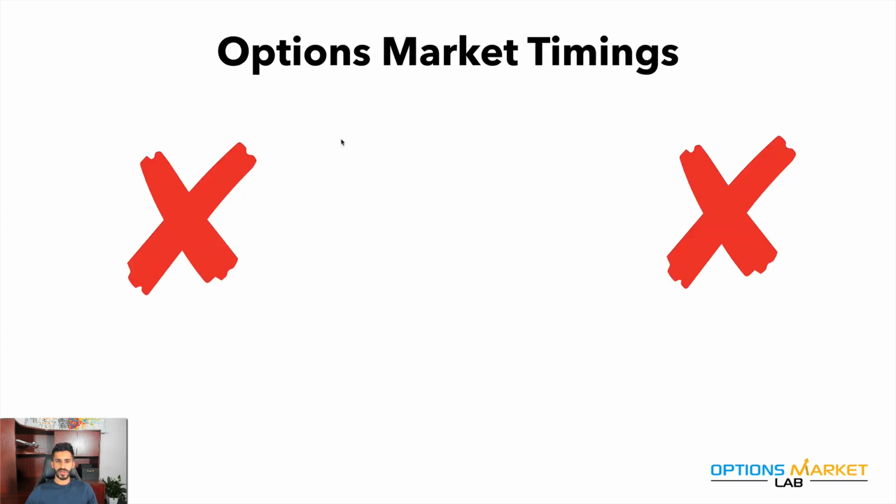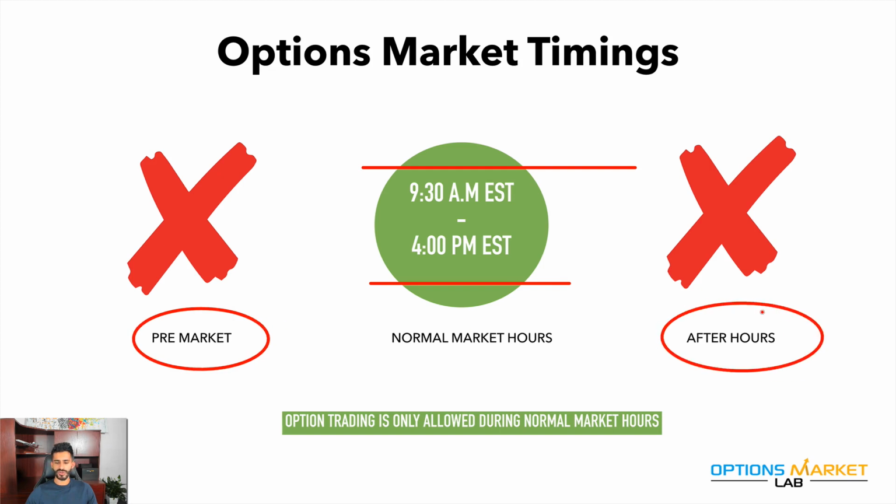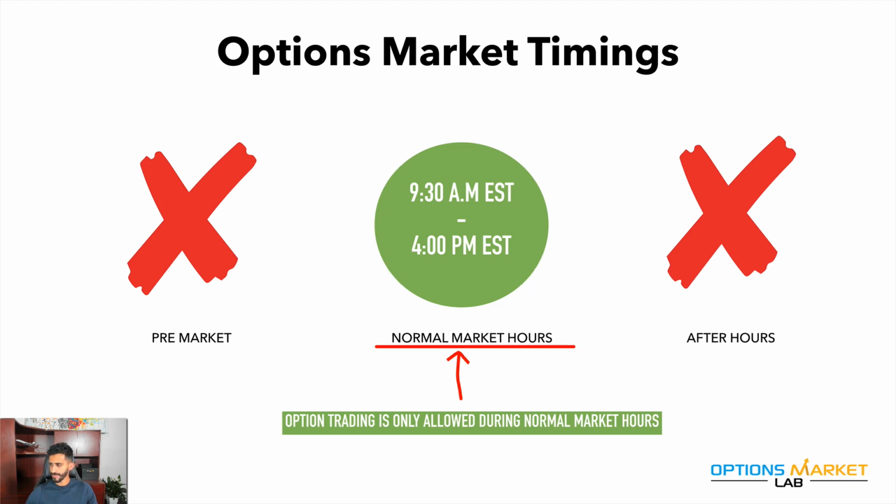Now, next, options market timings. What are the market timings for options? You can only trade options during normal market hours from 9:30 a.m. to 4 p.m. Eastern Standard Time. You cannot trade options pre-market. You cannot trade options after hours. With stocks, you can buy pre-market. You can sell after hours. With options, you cannot buy pre-market. You cannot sell after hours or buy after hours or sell anything. Trading only happens during normal market hours.